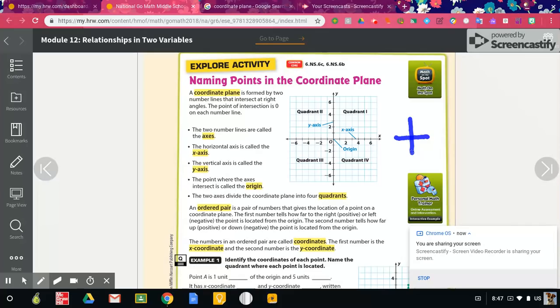The two number lines are called the axes. I've never been able to say the plural form of that. The horizontal axis is called the x-axis, so that would be this one. This is the x. And then the vertical one is the y. The point where they meet, so where the two number lines cross each other, aka the very middle of the graph, is called the origin. You've probably always just called it the very middle of the graph, but whenever you're plotting an ordered pair on a graph, you always start at the origin.